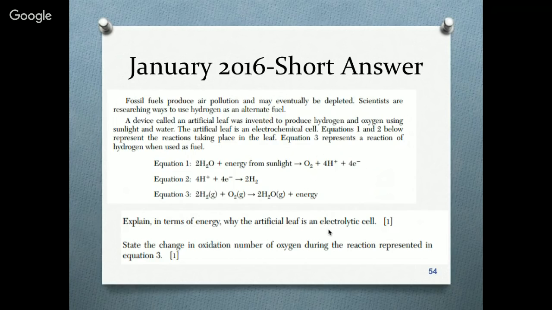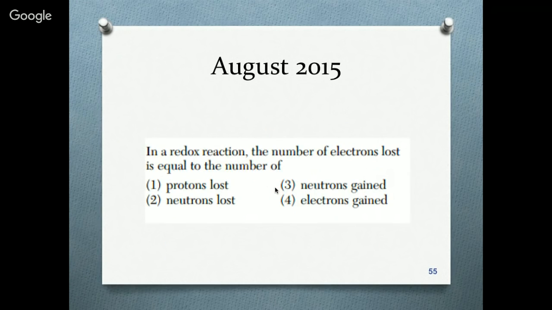Next question wants to know, state in terms of oxidation number the change of oxygen represented in equation 3. In equation 3, we have oxygen on the reactant side all by itself, so that means it's going to be 0. On the product side, oxygen is in a compound. It's not an exception, not a peroxide, not with F, so it's going to be -2. So oxygen goes from 0 to -2. Okay, so that was the last one, January.